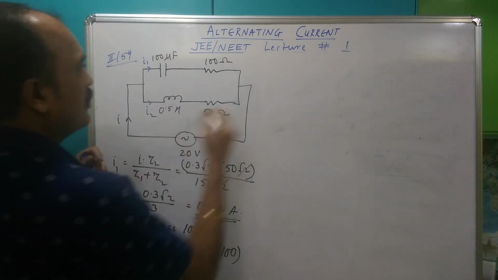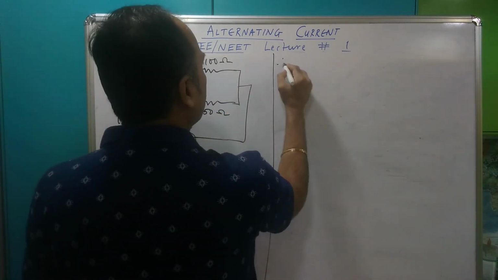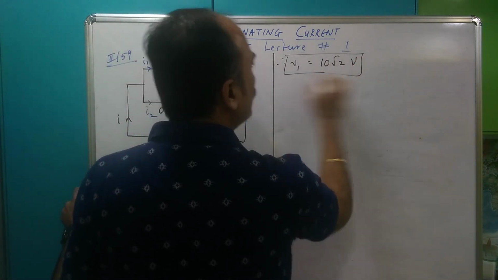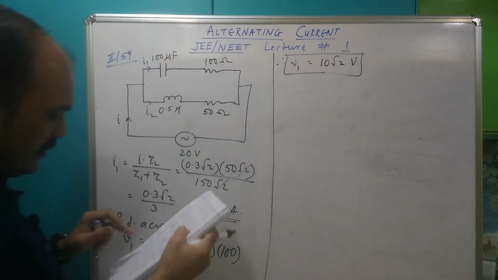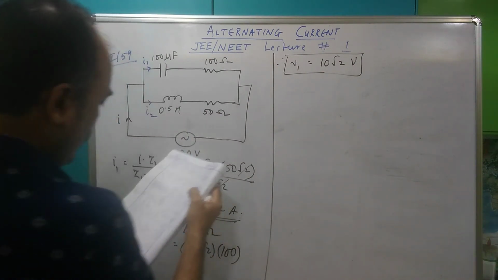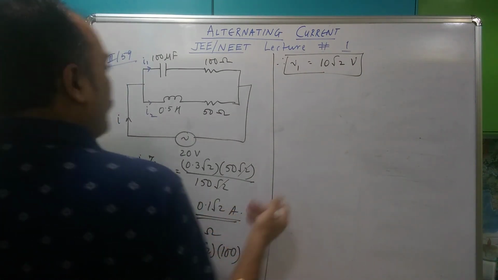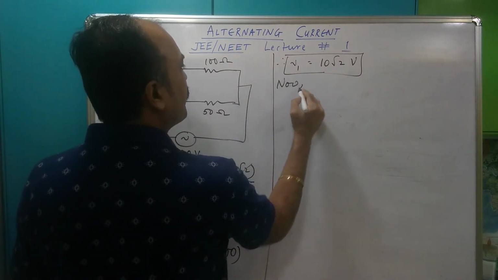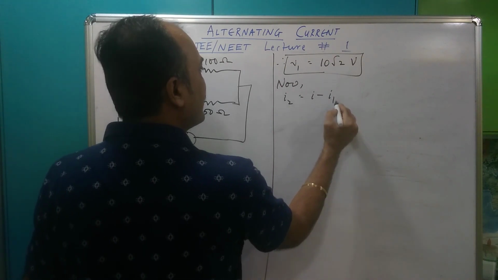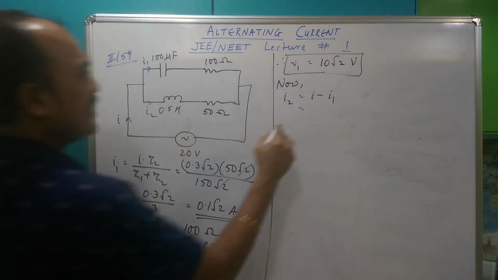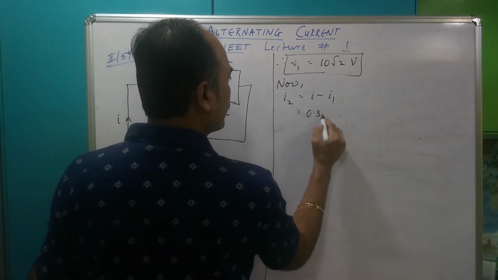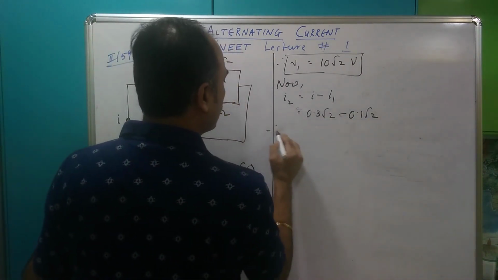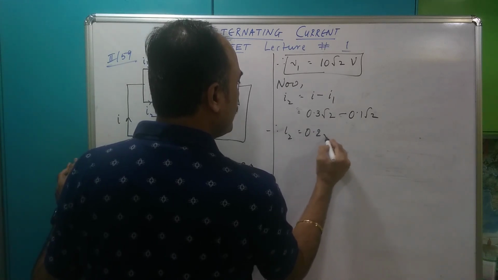So what does it say? So V1 is 10 root 2 volt. Do I have an option? 10 root 2. Yes, I have that option also. But this is more than one option correct. So the 50 ohm one is still not known. So I need to find I2. Isn't it I minus I1? Okay. I was 0.3 root 2 minus this was 0.1 root 2. So I2 is 0.2 root 2.